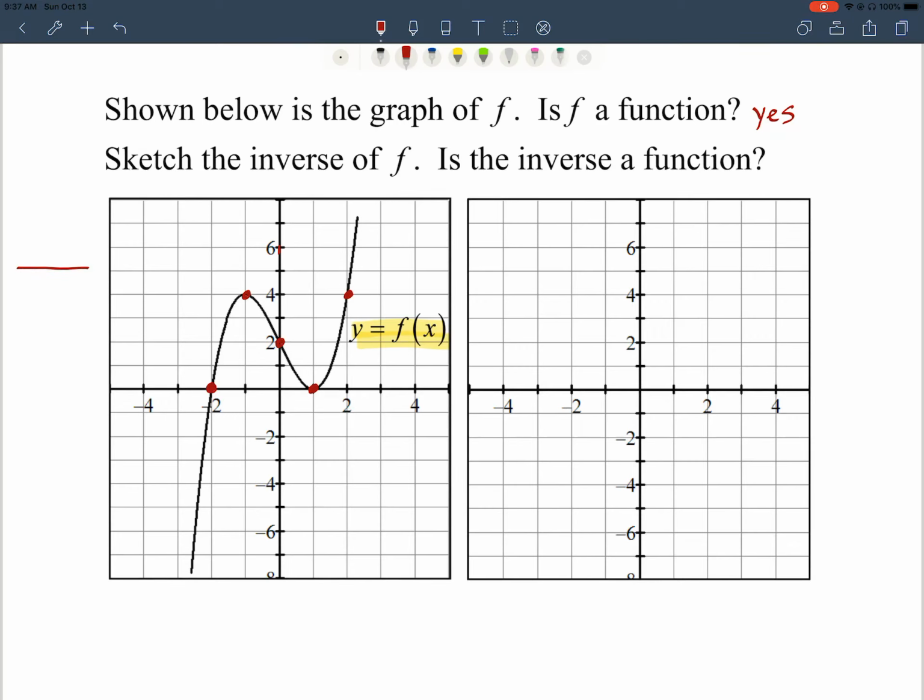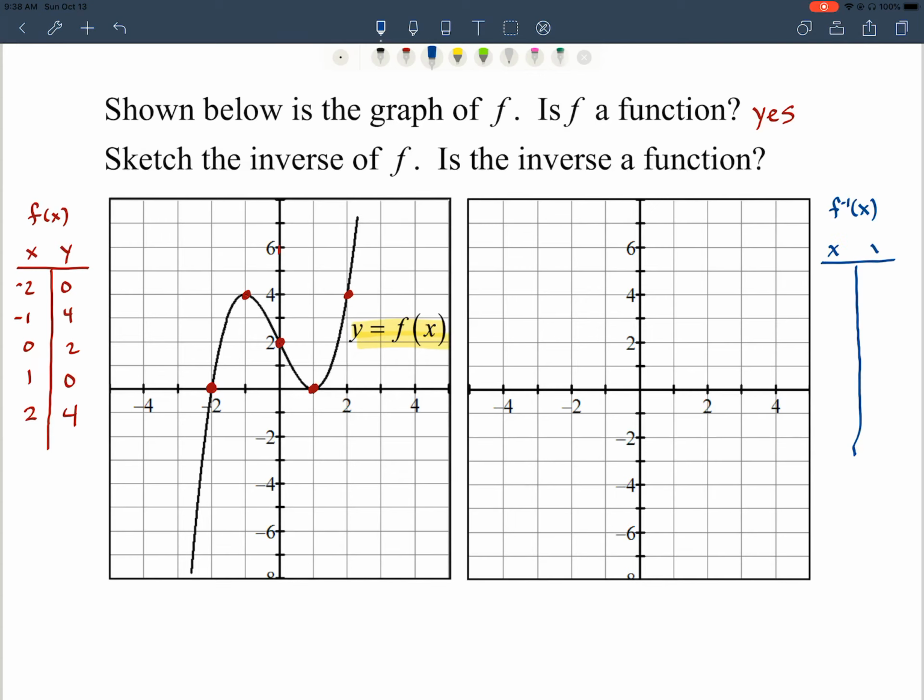And I'm going to list those out on a t-chart. So this is our original f of x function here. We've got -2, 0, -1, 4, 0, 2, 1, 0, and then 2, 4. Well, because with inverse functions we switch our x's and y's, we're going to make a second table over here on the right side. This is going to be our inverse function.